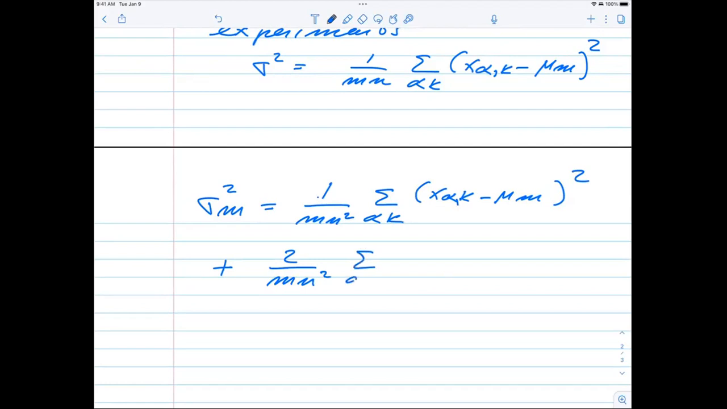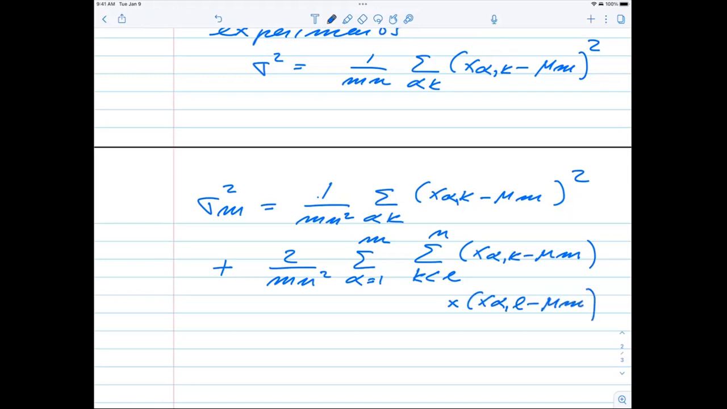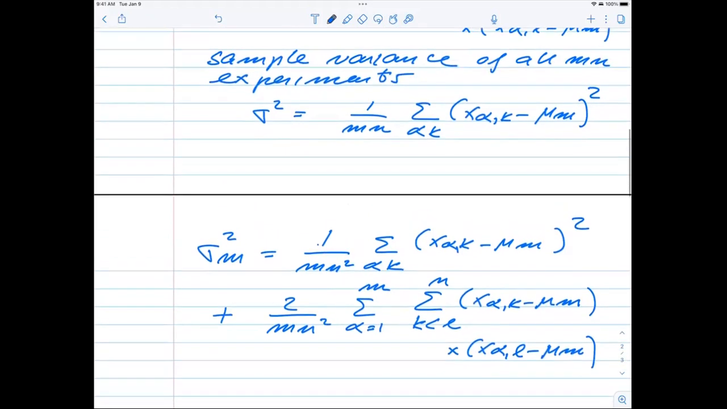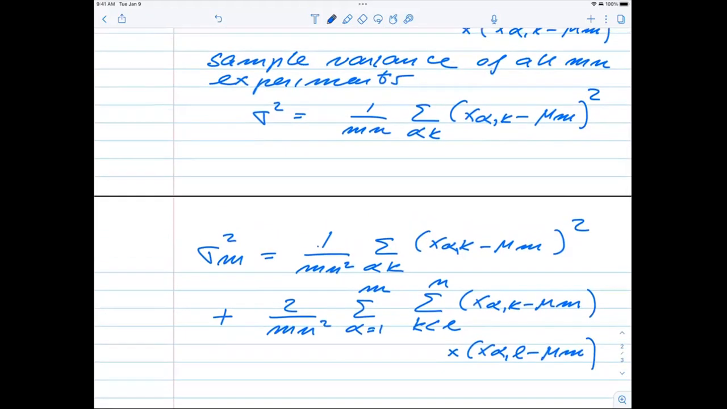And then we have a sum over alpha equal 1 up to m, and we have k less than l and up to n, and then we have x alpha k minus mu of m, and this is multiplied with x alpha of l minus mu of m. So the last quantity actually defines the covariance. The first quantity is what we call the sample variance of all the mn experiments.